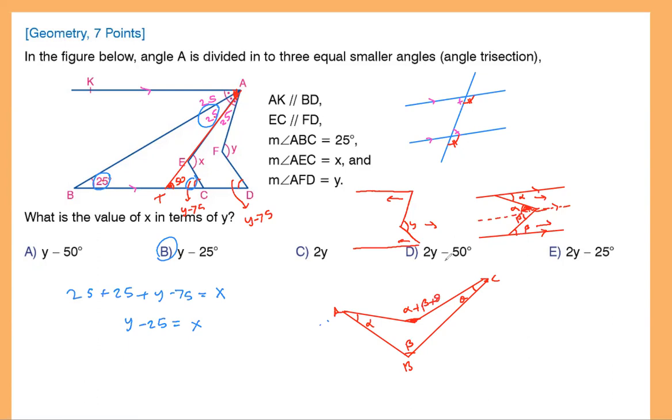So with this problem, we actually review at least 3-4 features of the angles. So I hope that was clear. So that was the answer, choice B, okay? So let's look at another problem.